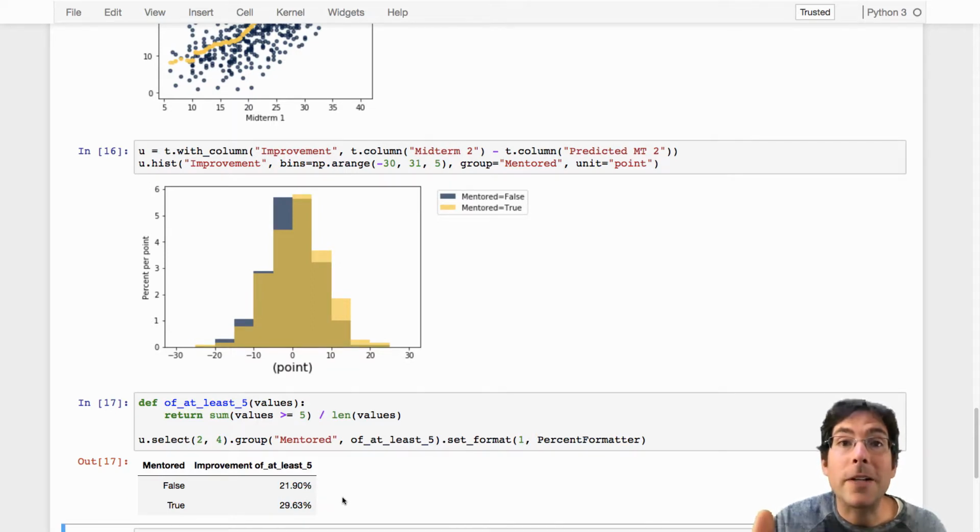So that's another quantification. This difference between 29.6% and only 21.9% shows that there's some association between being mentored and improving on midterm 2. Are we done, or is there one more thing we should check? Think about that, and we'll finish up in the next video.